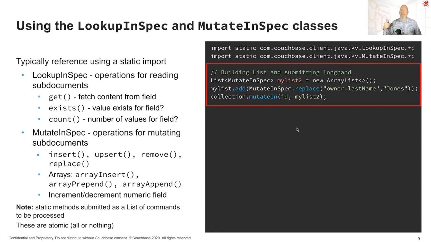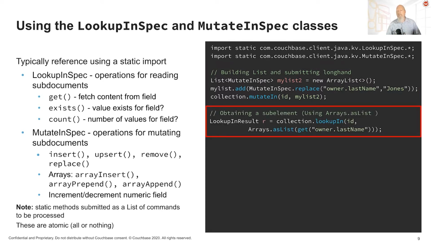So I have one element added to the array, and then I perform the mutateIn operation, where I invoke the mutateIn, specifying the document ID, and then the list, which contains the operations that will be performed against that document. So hopefully that makes sense and helps you understand how the building blocks build up. Now let's look at a little more complex example.